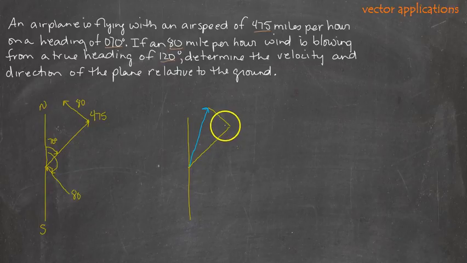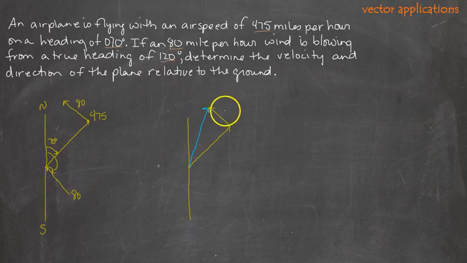So the plane thinks it's going on this exact trajectory, 475 miles per hour at 70 degrees from north. The wind comes along at 80 miles per hour, 120 degrees from the north, and the effect on the plane is that it's going to fly over houses right here, even though it thinks it's going to fly over houses right here. Not that a plane can think, but that's what we're looking for, is what is the magnitude and the heading of this blue vector.